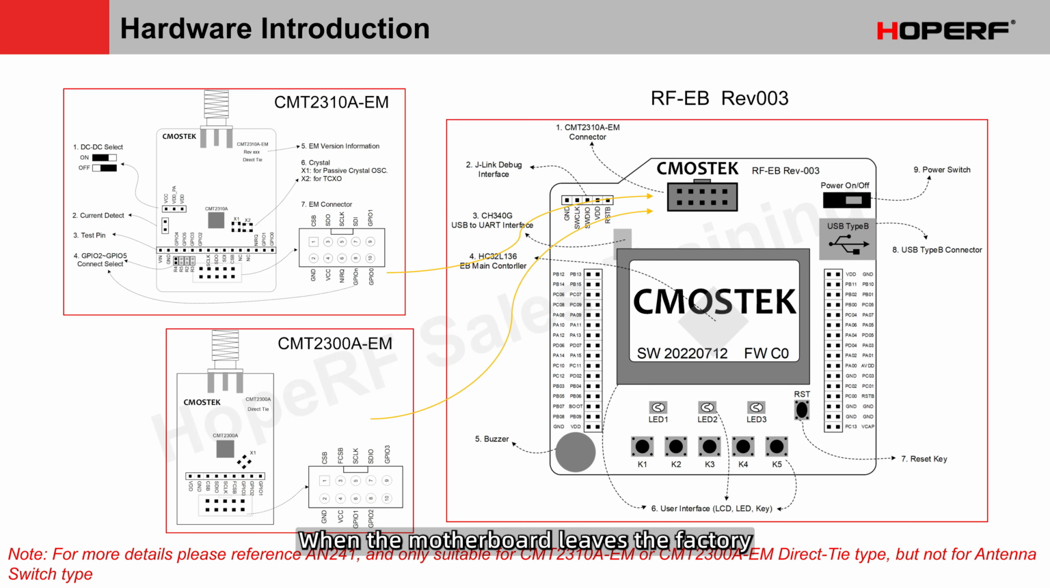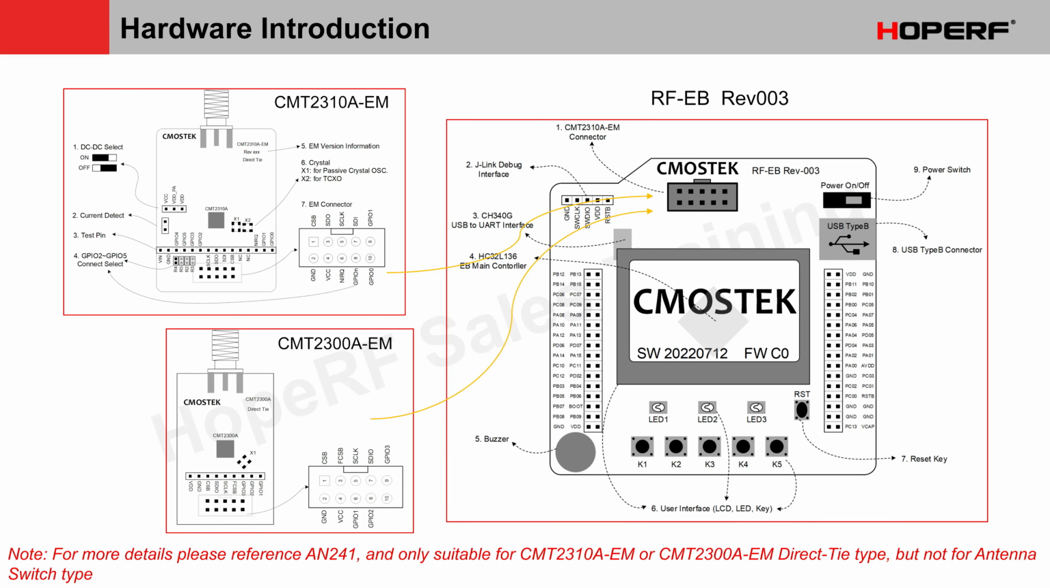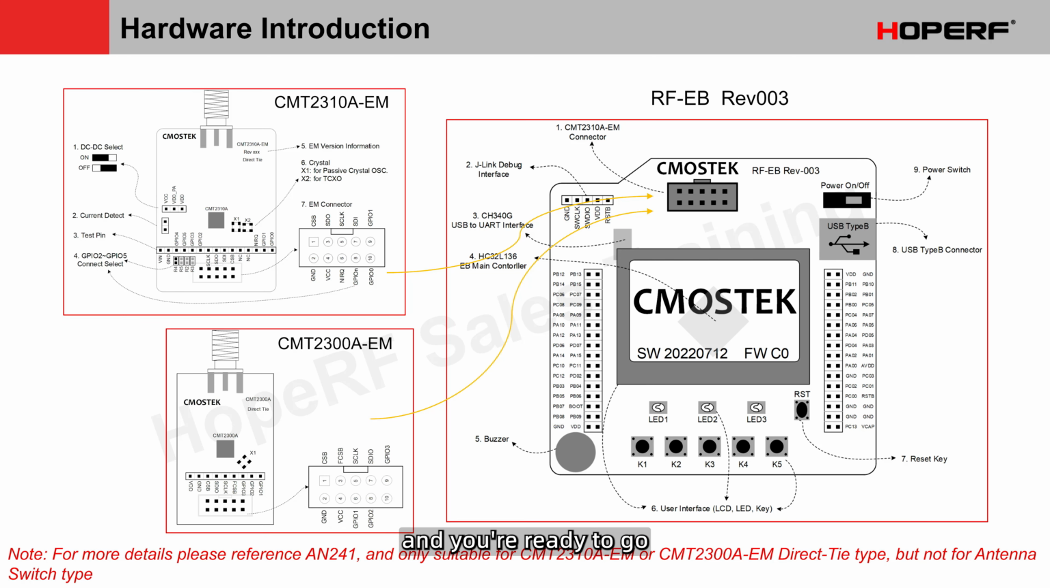When the motherboard leaves the factory, we preload it with demo firmware. Using this firmware, you can quickly test and evaluate the RF performance of the CMT2310A or CMT2300A. When you get this demo kit, you just plug either the CMT2310AEM or CMT2300AEM into the corresponding 10-pin header on the motherboard, power it up, and you're ready to go.